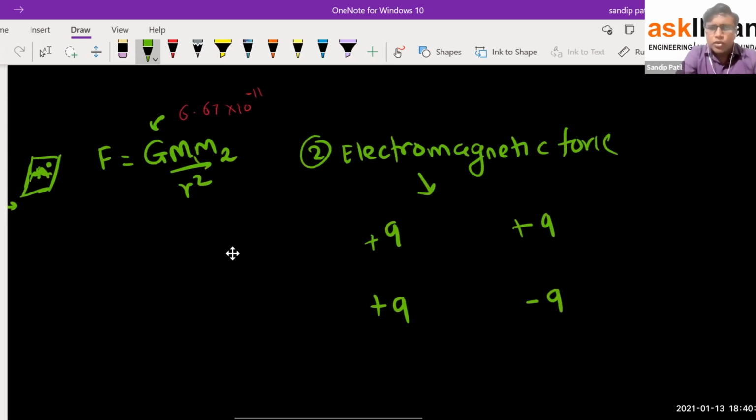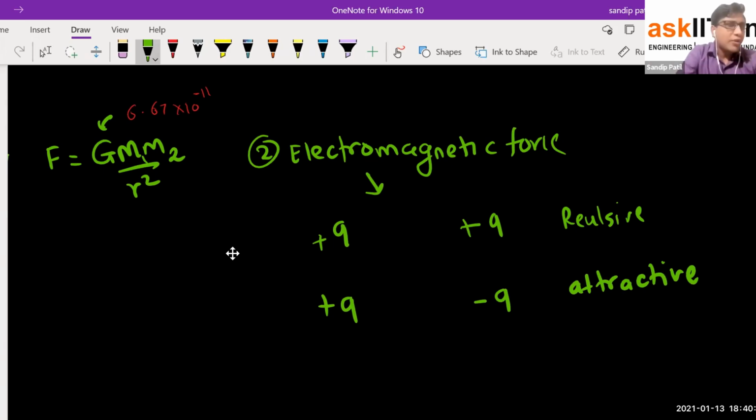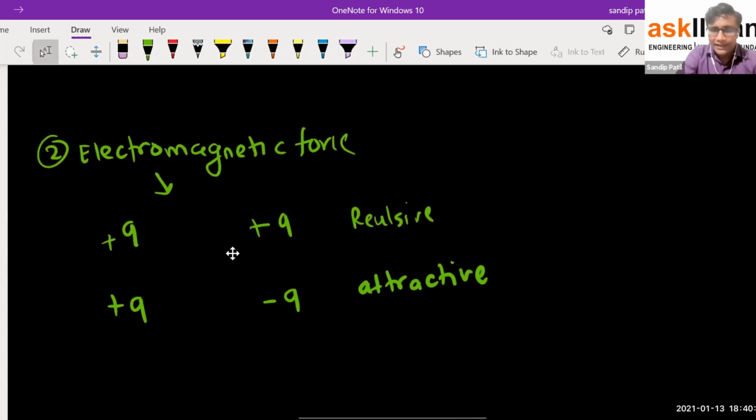Right now, if these are two positive protons, positive repels positive, so this force could be repulsive. Or positive and negative attract each other, so it could also be an attractive force. So electromagnetic force could be repulsive and attractive. Obviously, it is a stronger force than our gravitational force. Then the third type of force is the strong nuclear force.